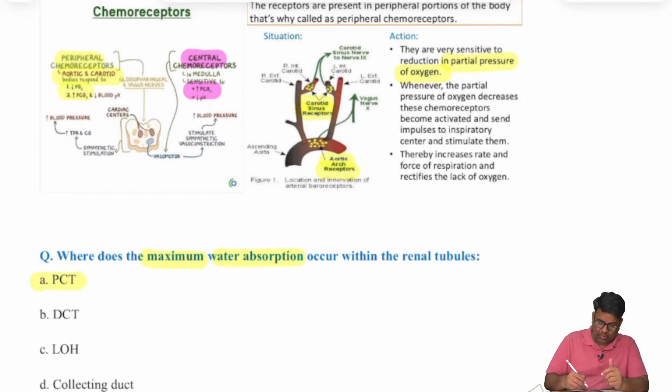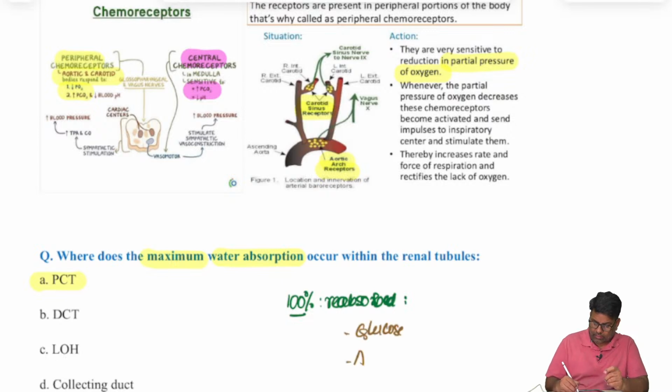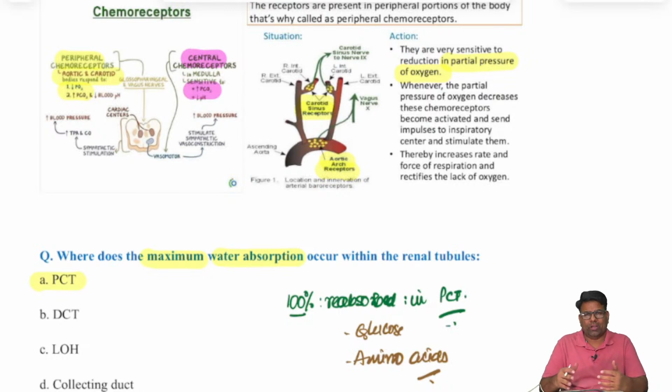But here you should remember one more thing: there are a few things which are 100% reabsorbed. One is glucose and the second is amino acids. These are 100% reabsorbed in the PCT. Other substances like potassium, bicarbonate and water are reabsorbed somewhere between 60 to 80%, but 100% reabsorption is for glucose and amino acids in the PCT.